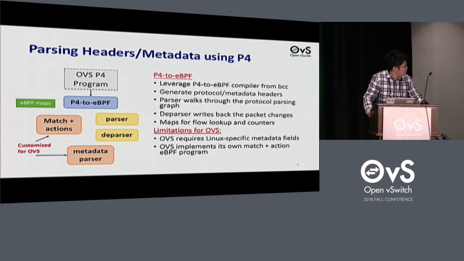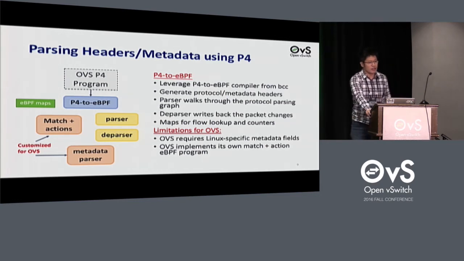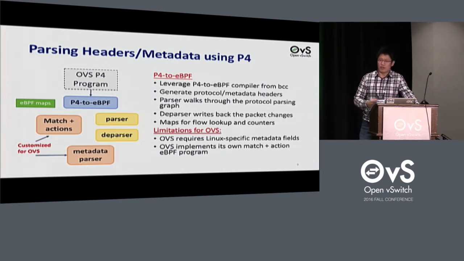However, for OVS, we didn't take everything. One reason is that OVS requires some Linux-specific metadata fields, so we needed some changes in the parser, and we also implemented our own flow match and action part using our own eBPF program.